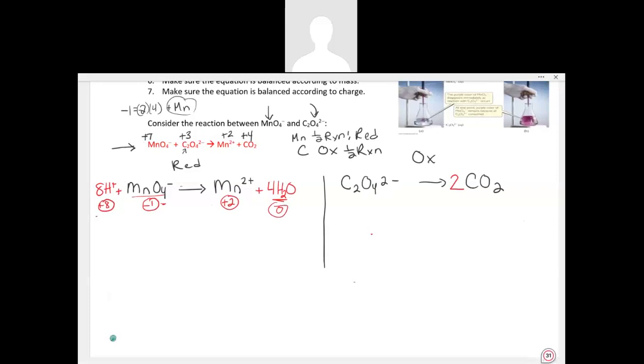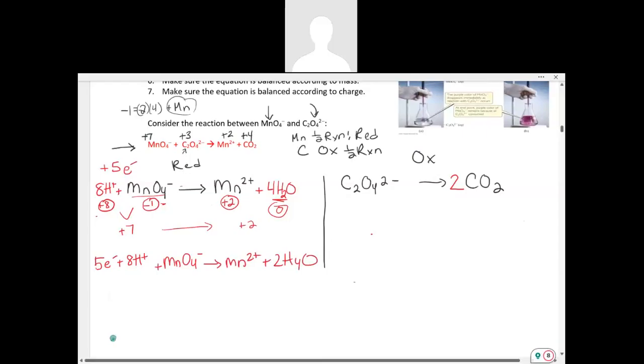So I see that I'm going from the sum over here of +7 to +2. There's a difference of 5 electrons between that, a difference of the number 5. The only way that I can correct this is by adding a negative, so I'm going to reduce over here by adding 5 electrons. Now my half reaction is going to be 5 electrons plus 8 H+ plus permanganate MnO4- gives me Mn2+ plus 4 H2O. All right, so that's my whole half reaction there.